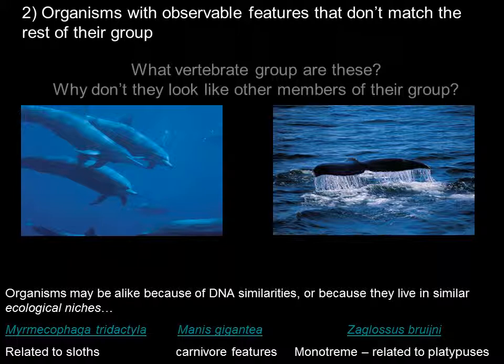Another example would be these organisms. So these are organisms with observable features that don't match the rest of their group. So both of these, that's a dolphin, and this is a whale. They both belong to the group mammals, so like us, like horses, cows, etc. However, they don't look like the rest of the mammal group, because of the habitat that they share with, for example, fish, sharks, etc. And so therefore they've evolved streamlined features to deal with that aquatic environment. So they've evolved flippers, very pointy nose, etc.